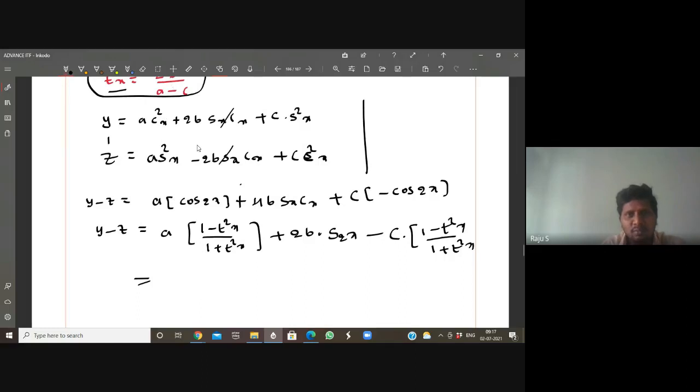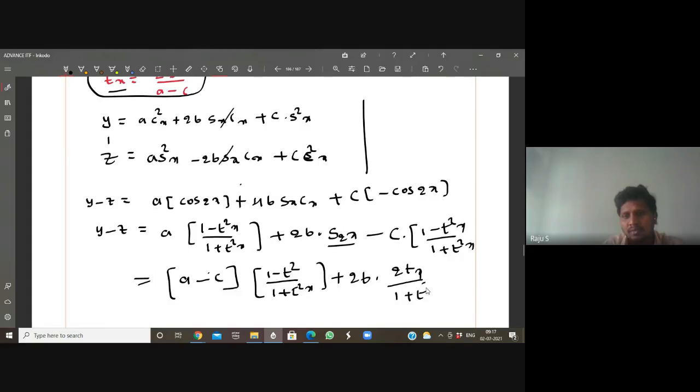Now you have to replace the tan x value. What is tan x? 2b by a minus c. And also sin 2x can be written as... a and c, you can write. So a minus c times 1 minus tan square by 1 plus tan square x, plus here 2b times sin 2x, whose formula is 2 tan x by 1 plus tan square x. Am I right?